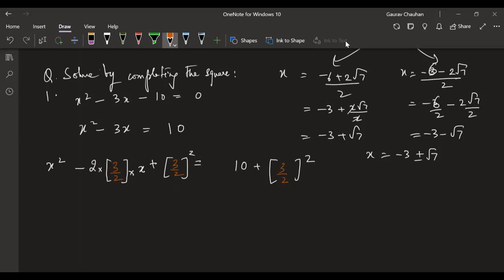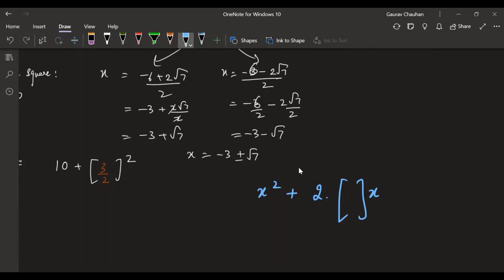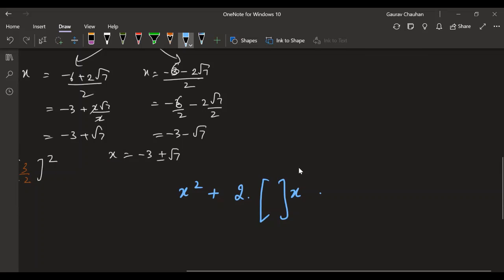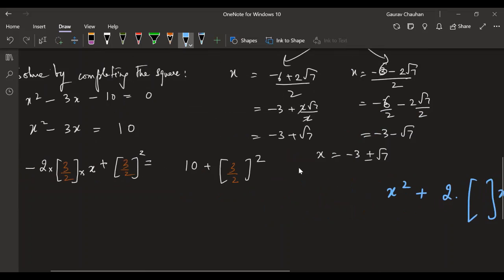I will actually give you this form. This is a nice form to remember. Write it like, I'll give that to you later. Okay, x square plus 2 into dabba into x plus dabba square is equal to whatever was there first plus again that dabba square. Okay, that's how I do it.